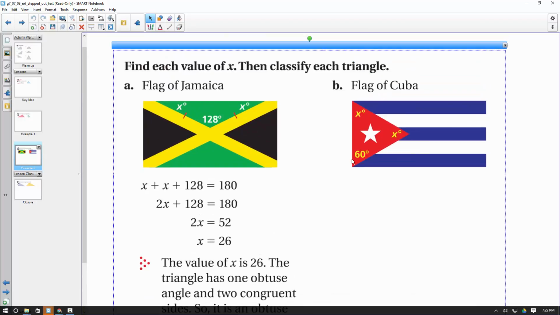This one here, I have 60. This is something, and this is something here. I know that it's got to be a total of 180 degrees. So I'm going to have 2x plus 60 equals 180. Subtract everything, and I'm going to have 2x equals 120, and then x equals 60. So each x is the same. So that means that it's equilateral. And then they're all the same, so it'll be equiangular, and it will also be acute.